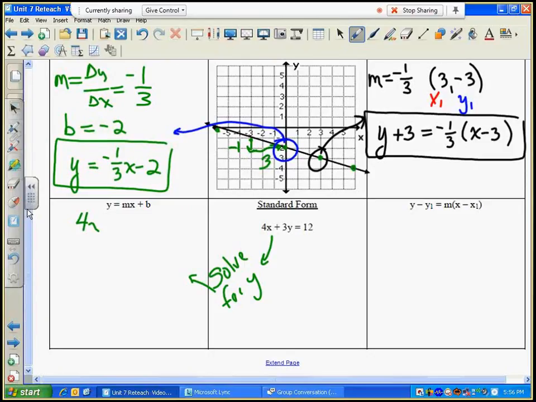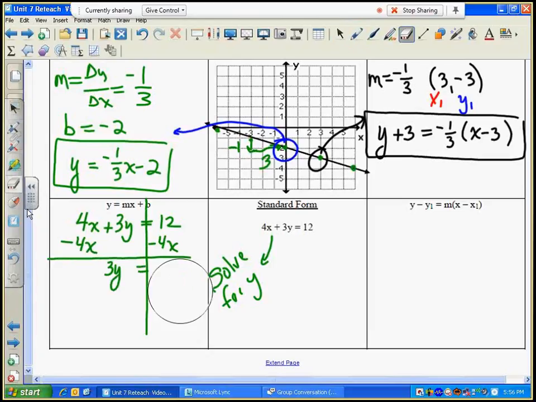Let's remind ourselves how we do this again. We want to isolate the y, or get the y by itself. So we start by subtracting away the 4x. Notice that the 12 does not have an x, but the negative 4x does. So these are not like terms. What we end up with here are two separate terms, negative 4x plus 12.